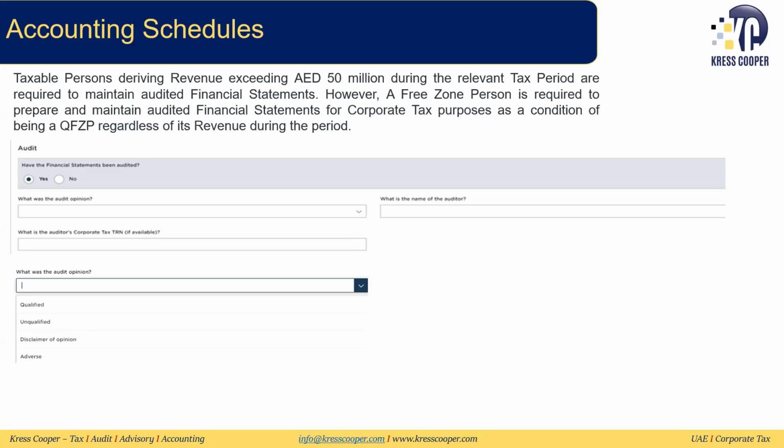And they're asking you for the name of the auditor and the auditor's corporate tax TRN if it is available. So this information is also required.